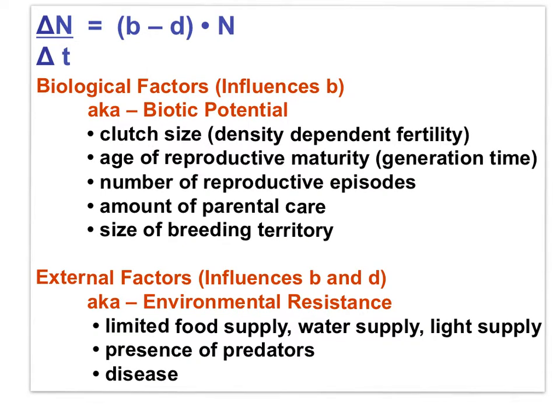One last slide that may help you organize your thoughts. The internal or biological factors influence crude birth rates mostly. These internal factors could be called biotic potential, and you know what they are. The external factors influence both crude birth rates and crude death rates. External factors could also be called environmental resistance, and these are the density-dependent limiting factors as well as the density-independent factors such as weather and volcanic eruptions.